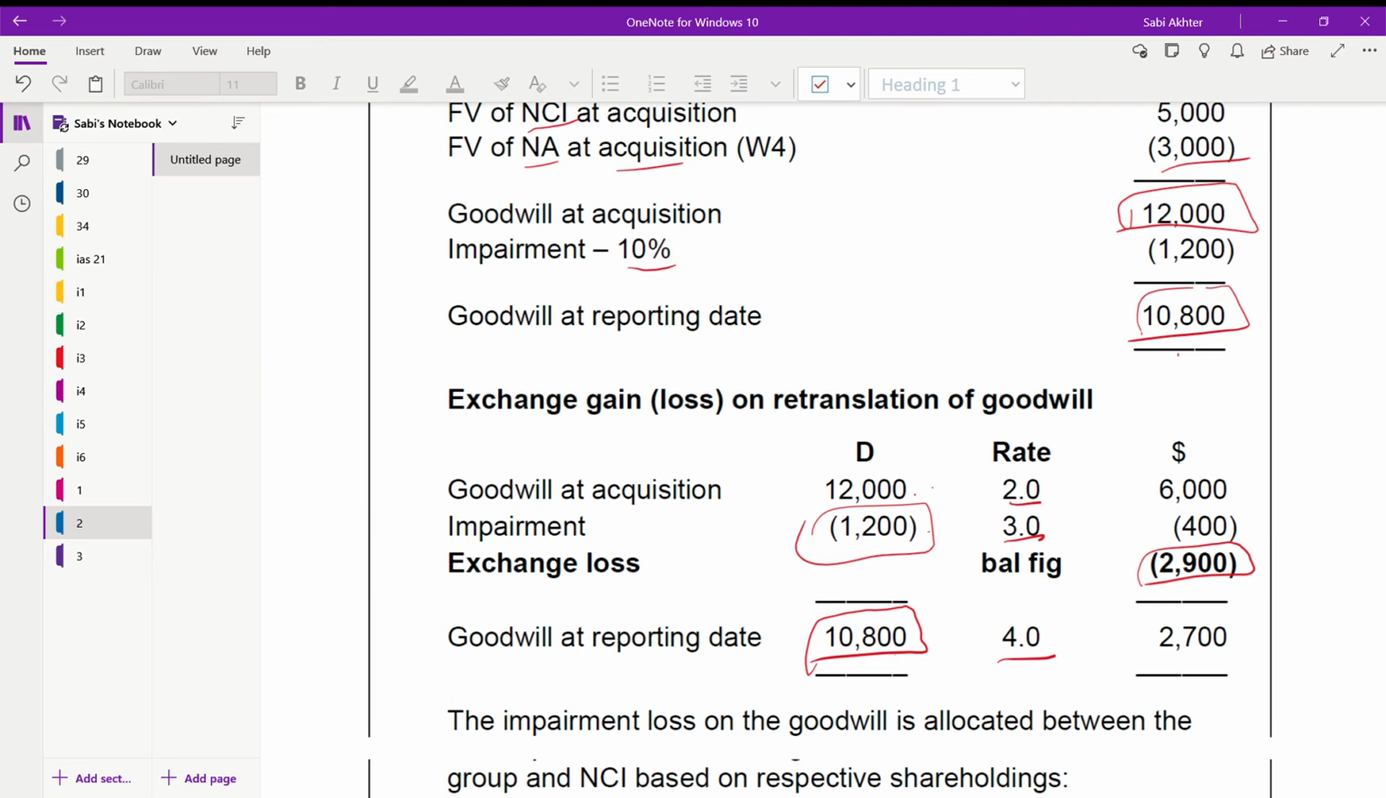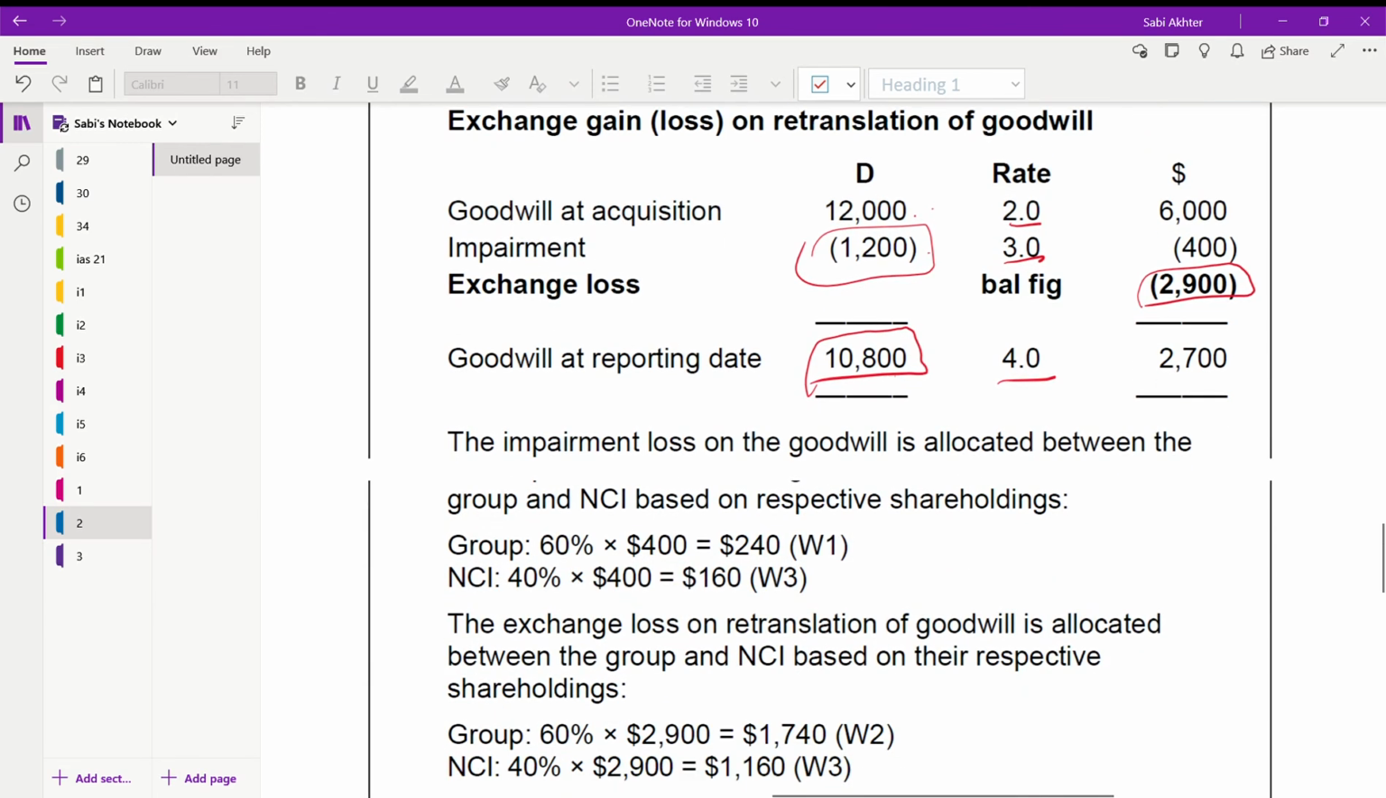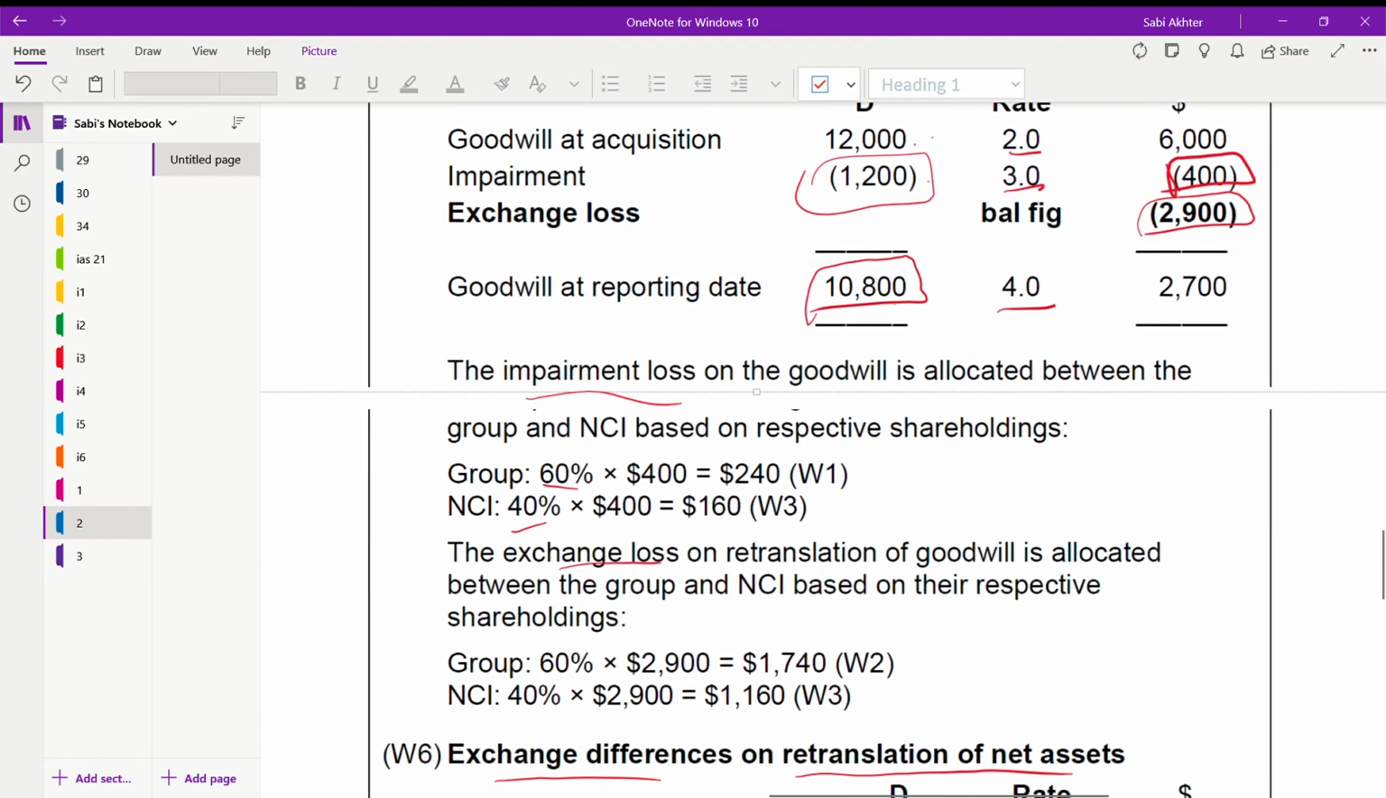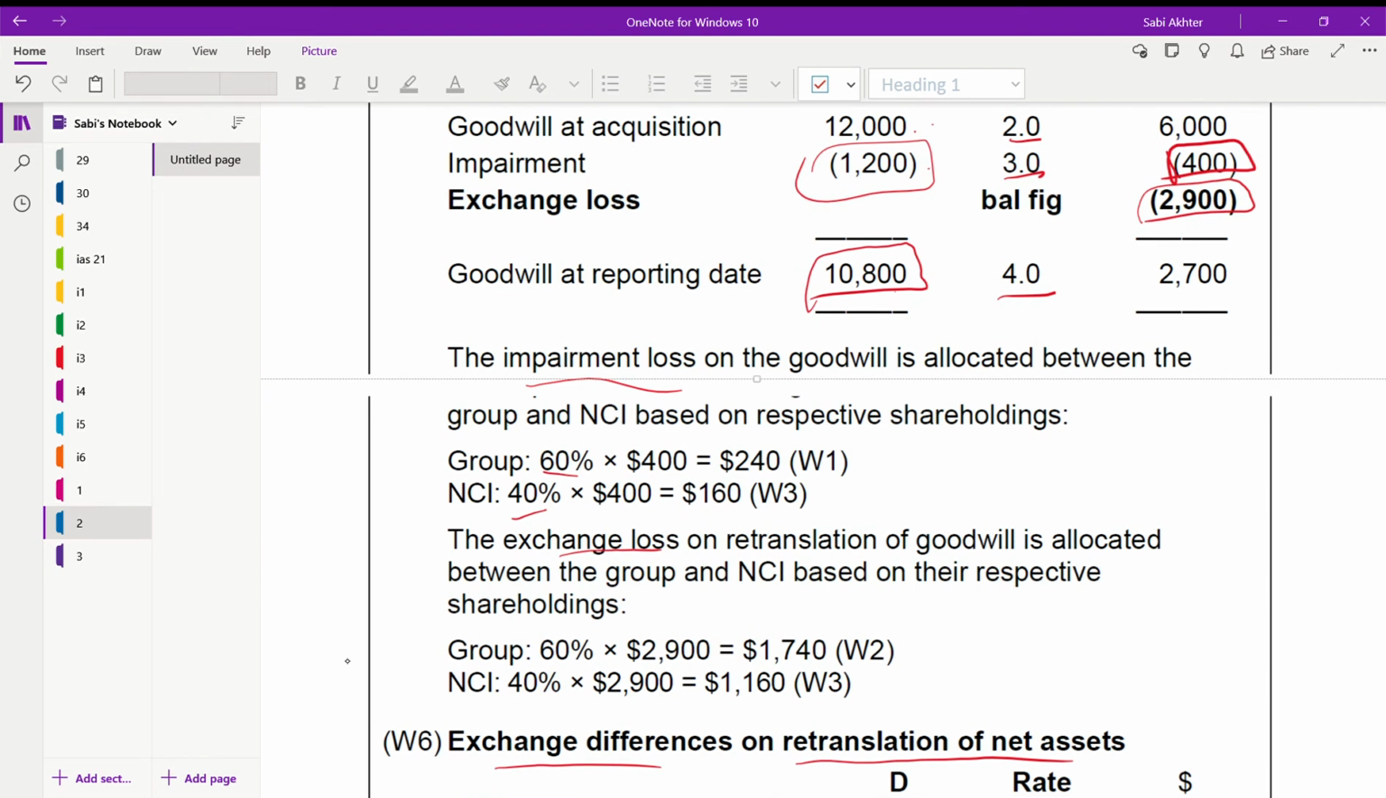Now this 2,900 you have to split between the parent and the NCI. Parent 60%, NCI 40%. There are 2 things that you have to take. One is the impairment loss of goodwill. The other one is the exchange loss on the retranslation. So for the impairment loss, you only have to take this 400. This 400 you have to take in 60 and 40. And for the loss, you have to take 60 and 40 of 2,900.